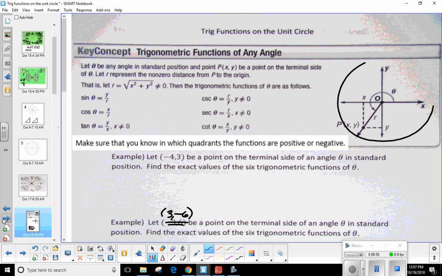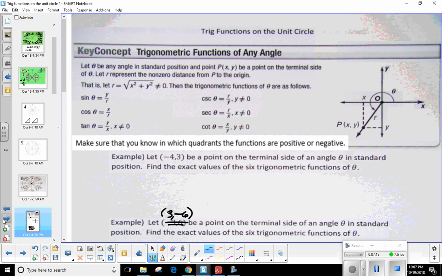Okay, so let's go ahead and start taking a look at this. All right, so this is trig functions on the unit circle. This is the packet I had yesterday. They are over here next to Jason and Adolfo. If anybody wants to grab one.